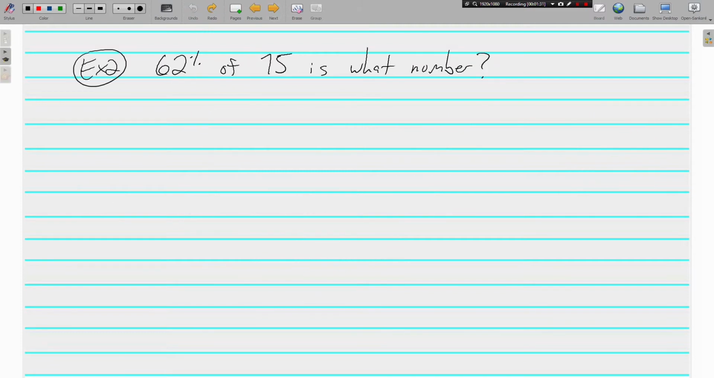Example 2, 62% of 75 is what number? Again, we don't know the "is," we don't know the part. We do know that the percent is 62%, so we're going to use the decimal for 62%, which is 0.62. And of 75, 75 is the whole, it's the total. We're finding part of 75. 62% of 75 is 46.5. Just put it in the calculator.